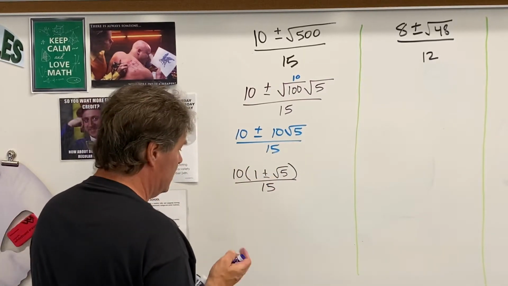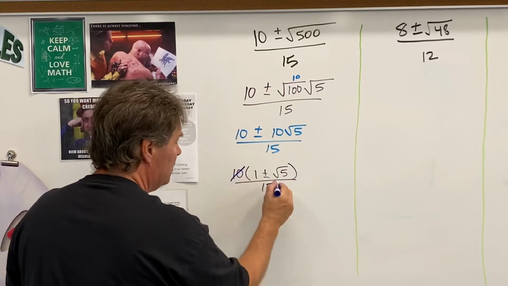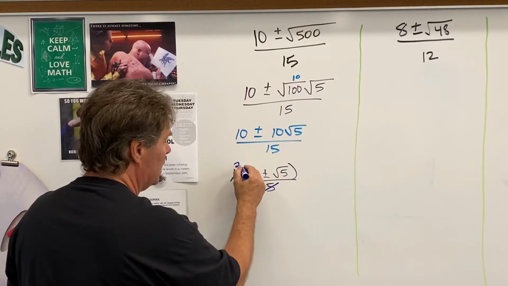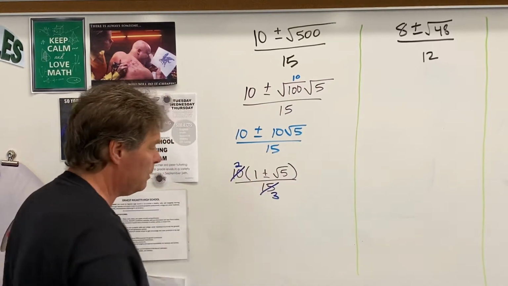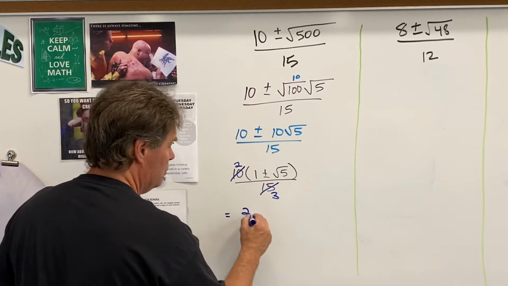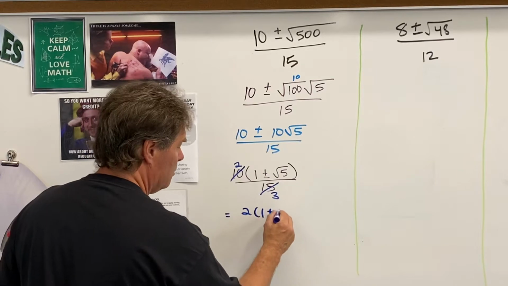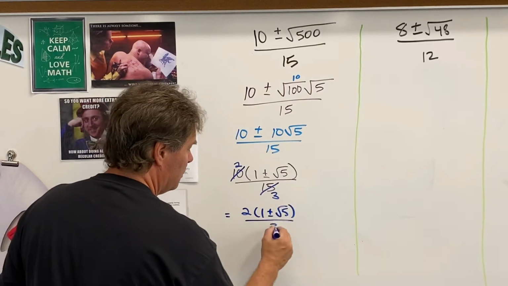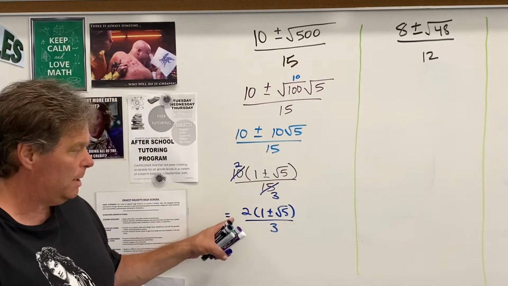You can simplify. You could say both of these have a 5, so I can make this a 2, and I can make this a 3, right? Divide each of those by 5, and I'm going to get 2 times 1 plus square root 5 over 3. That would be a fine answer right there.